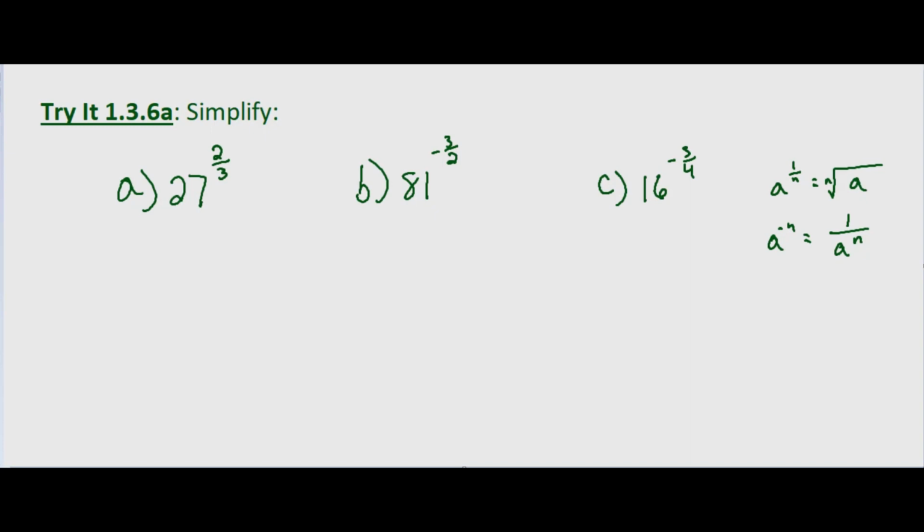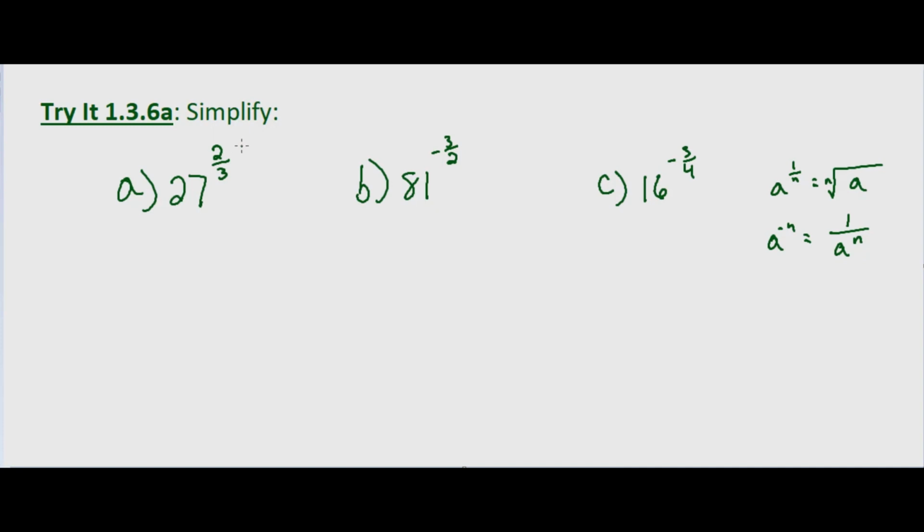In this try it exercise, we're looking at simplifying, in this case, numbers that are taken to a rational exponent. And we do that by using the rules that we have this entire section, that a to the 1 over n equals the nth root of a, and a to the negative n equals 1 over a to the n. We simply move the value with the exponent to the denominator and change the sign to positive when we have a negative exponent. So with our first problem, problem A, we have 27 to the 2/3.